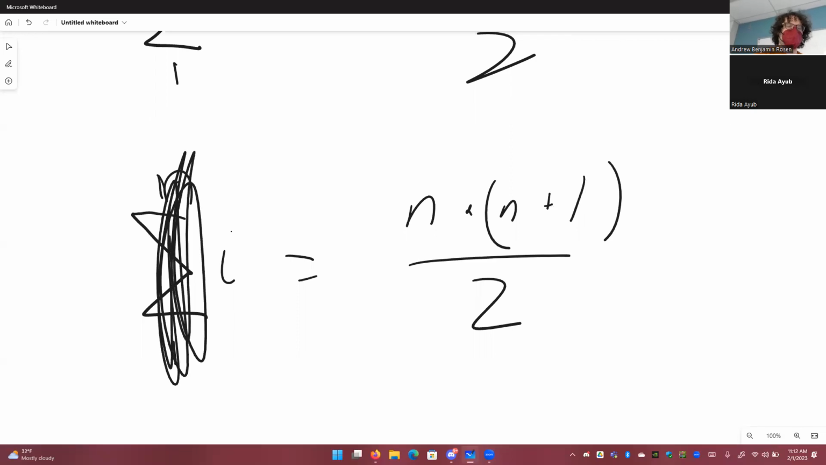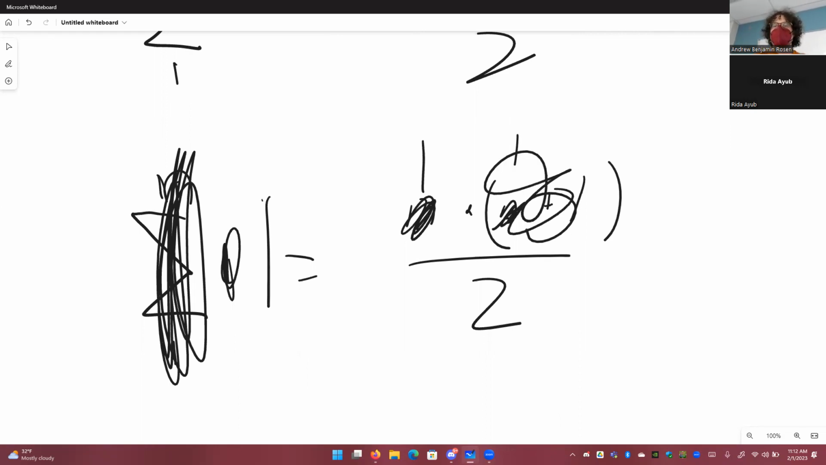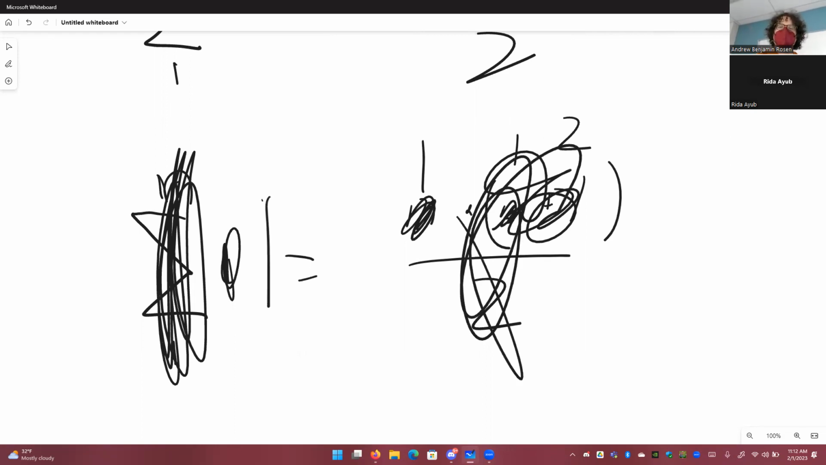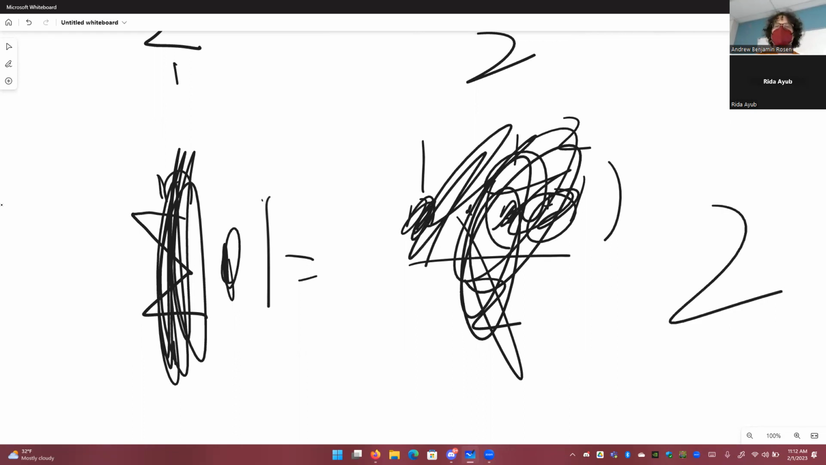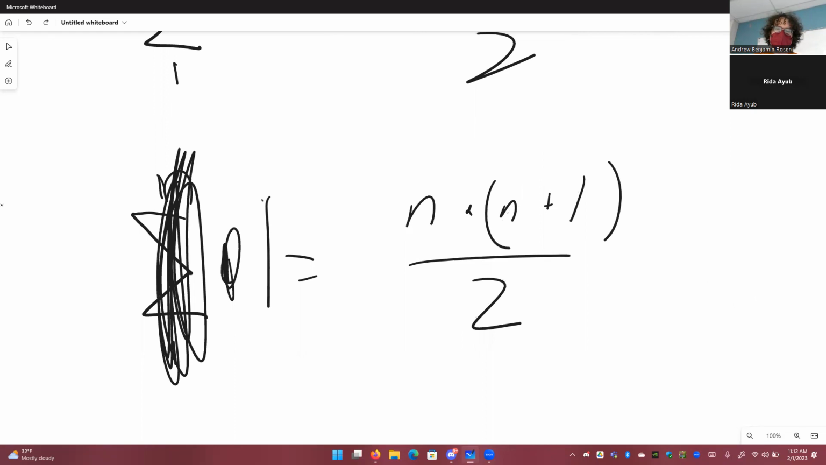Since we're just doing one number over here, the left side becomes 1. Now let's substitute those n's for 1: 1 times 1 plus 1 is 2, so 1 times 2 over 2. That simplifies down to 1, since 2 divided by 2 becomes 1. So the right side becomes 1 as well. Okay, so it works for the base case. Everybody follow?